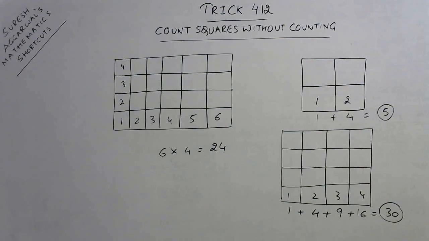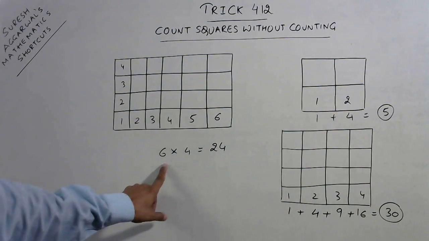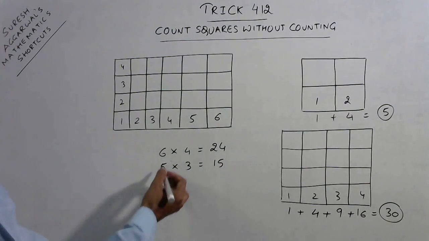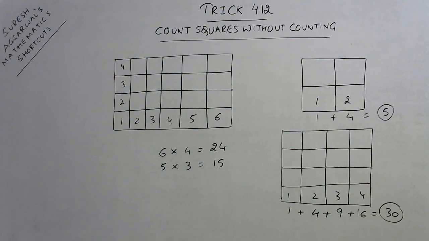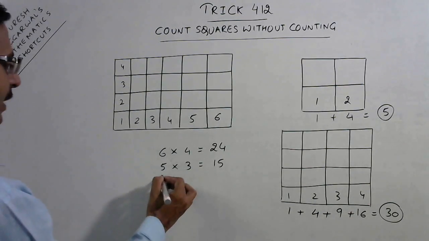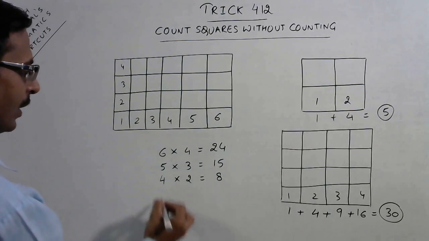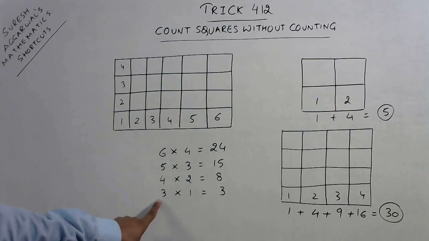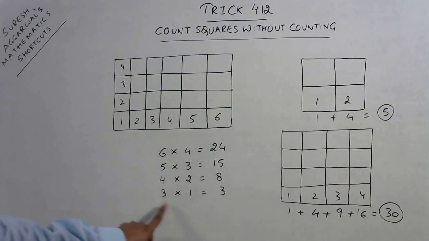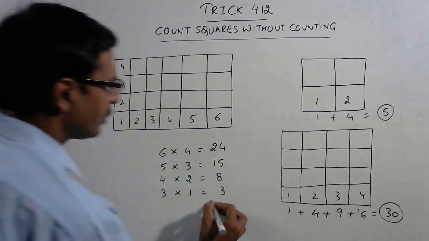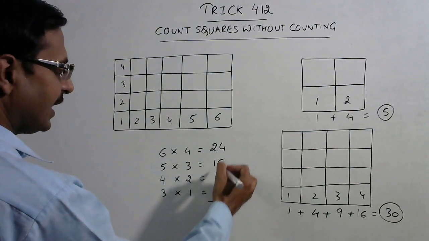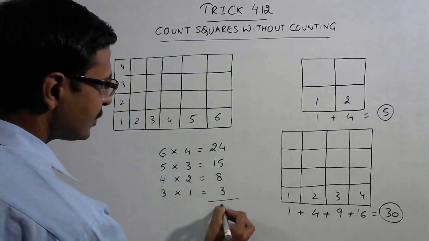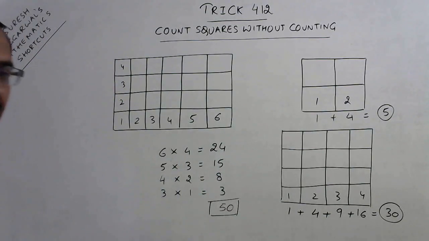And now what you do is you keep on reducing these two numbers by 1. So 6 becomes 5, 4 becomes 3, so this becomes 15. Keep on reducing this until you get a product 0. So 5 becomes 4, 3 becomes 2, so this is 8, then 4 and 2 become 3 and 1, so 3. Now if you do it one more time, this will become 2, but this will become 0. So no more further combinations are possible. So just add the numbers which are obtained here. 24 plus 15 is 39, plus 8 is 47, plus 3 is 50. So the total number of squares in this figure are 50.